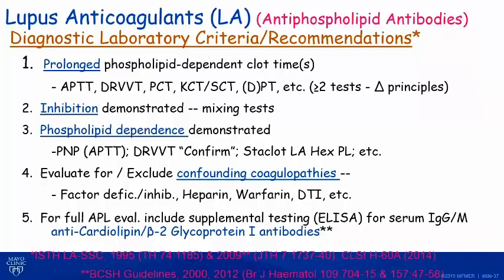Lupus anticoagulants, we'll hear more about that. The cardinal criteria are prolonged, inhibited, phospholipid dependent, and to evaluate for other confounding things that can cause prolongation and false results, and to do serologic testing for beta-2-glycoprotein-1 antibodies with or without cardiolipin on them. One of our speakers will be discussing this in more detail.